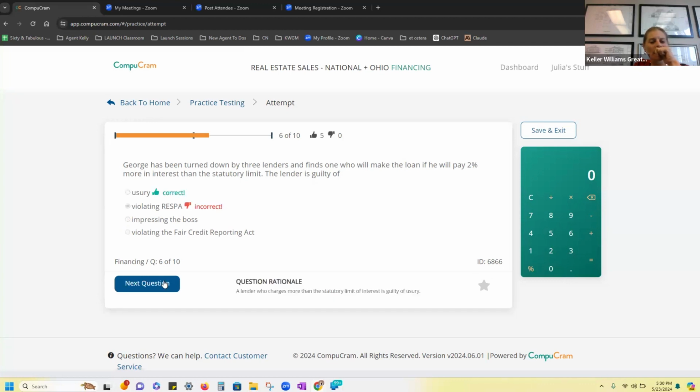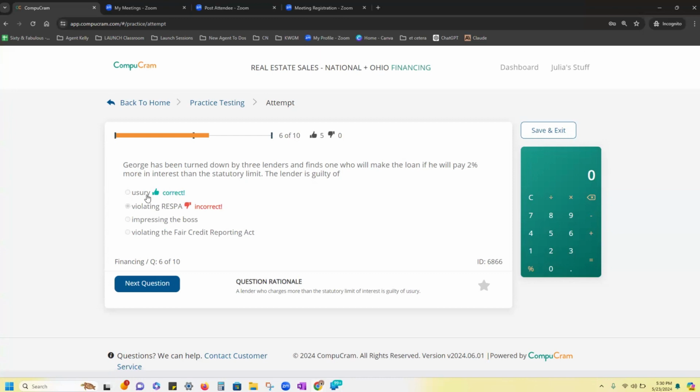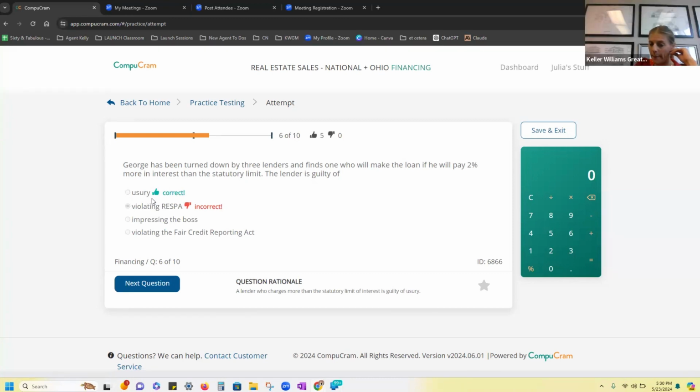Let's see. Oh, it's actually A. A lender who charges more than the statutory limit of interest is guilty of usury. I did not remember that definition, but good to know. I don't even know if I'm saying that right.